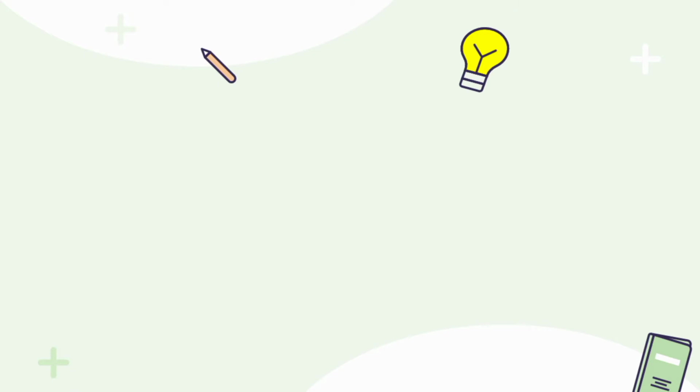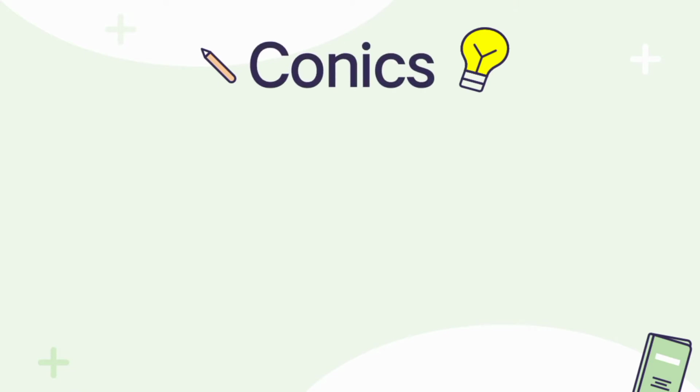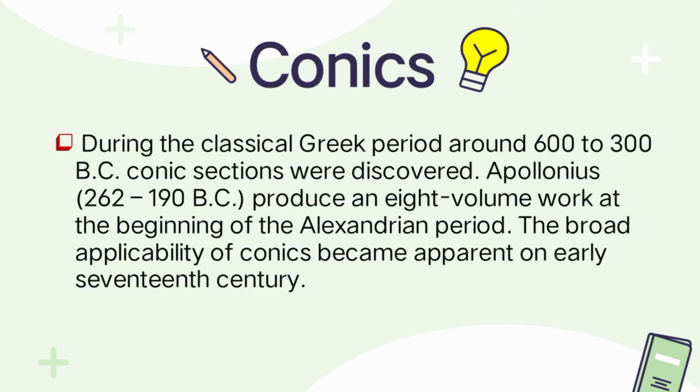Let us first discuss its history. During the classical Greek period, around 600 to 300 BC, conic sections were discovered by Apollonius, from 262 to 190 BC. He produced an 8-volume work at the beginning of the Alexandrian period. The broad applicability of conics became apparent in the early 17th century.